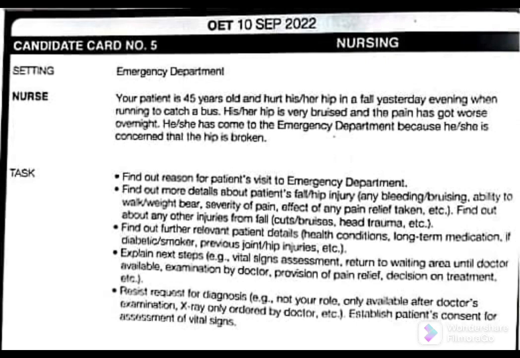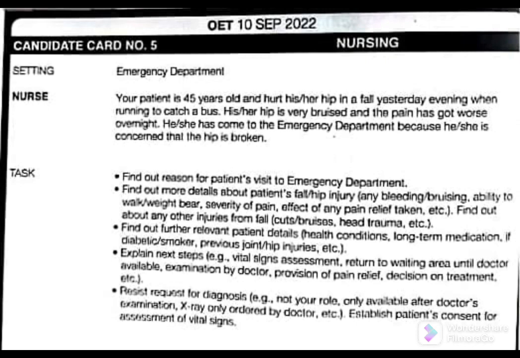Then the second task is to find out more details about the patient's fall or injury, any bleeding, bruising, ability to walk, weight bear, severity of pain, and effect of any pain relief taken. So we can ask, before proceeding further, Mr. George, may I ask you some questions regarding your injury? Is it okay for you? The patient is telling us, okay, you can ask me. Then we can ask in this way.